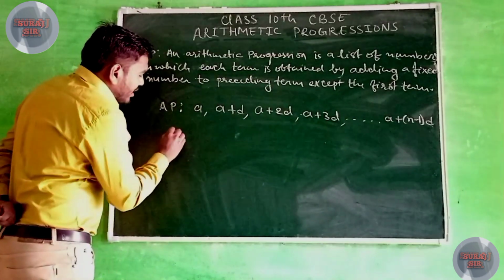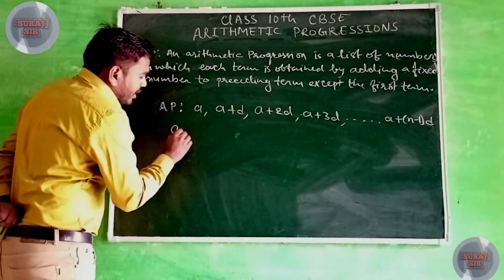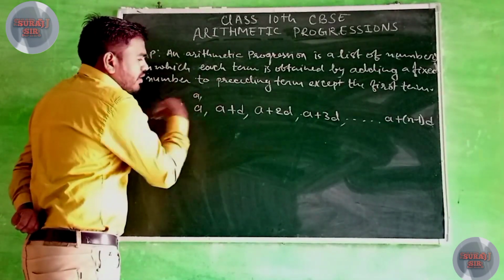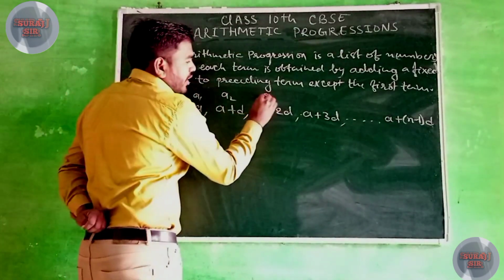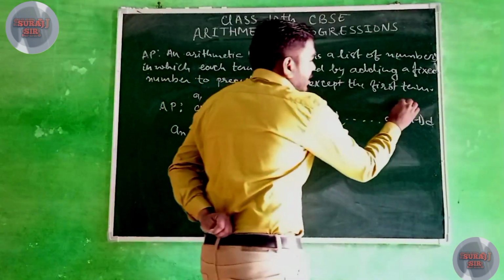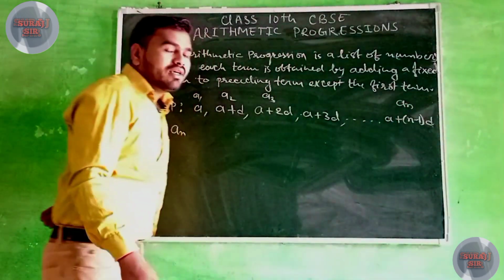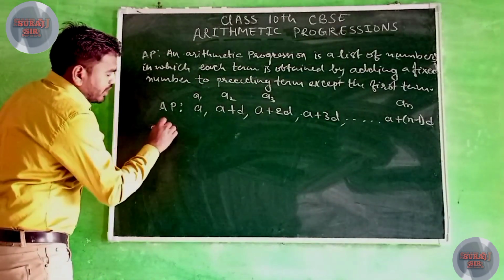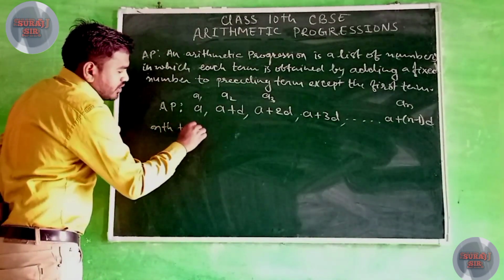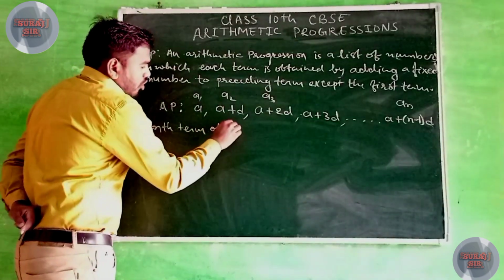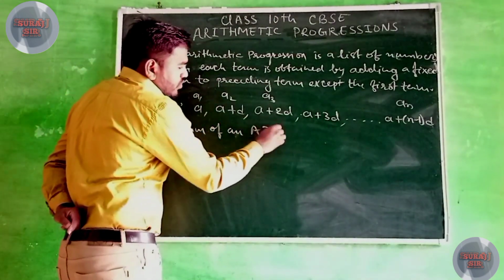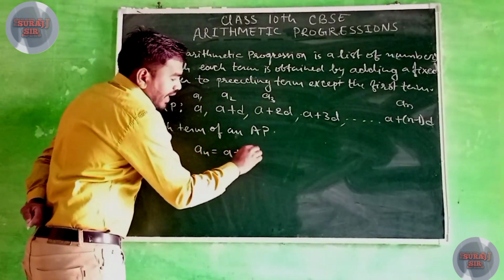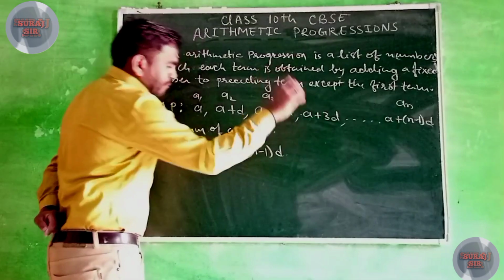Okay? The nth term of an AP is denoted by an. Let the first term be A1, the second term A2, the third A3. So the nth will be an. So an is the nth term of an AP. The formula for the nth term of an AP is an is equal to A plus (n minus 1) into D.